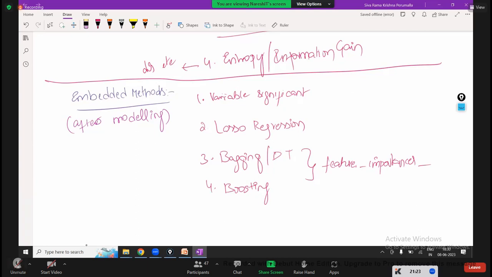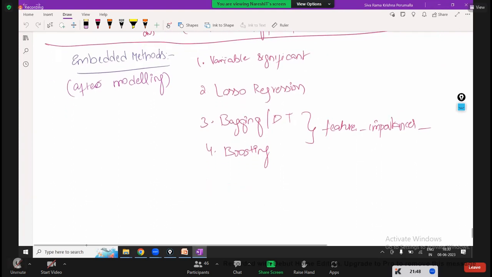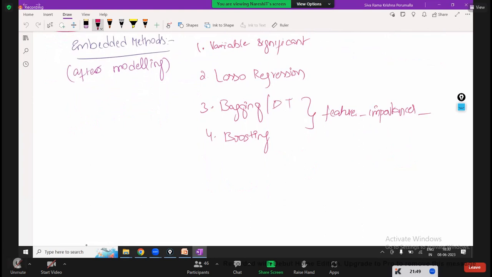So either you can take the discrete variable in terms of information gain, or use bagging or boosting techniques after modeling only. But all these feature importances you can identify only after the modeling, either in lasso regression also after the modeling only, and bagging and boosting techniques are also after the modeling only. Before the model, we can't know which is an important variable. We don't know, right?